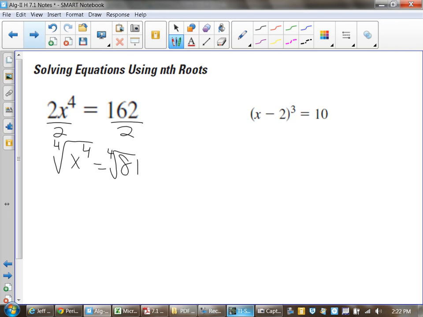Because what happens if you look at that fractionally, the 4th root of x to the 4th is x to the 4 over 4, which is x to the 1st power. See how that undoes the exponent? What's the 4th root of 81? Plus or minus 3, good. Again, you took an even root over an equal sign, you have plus minus.